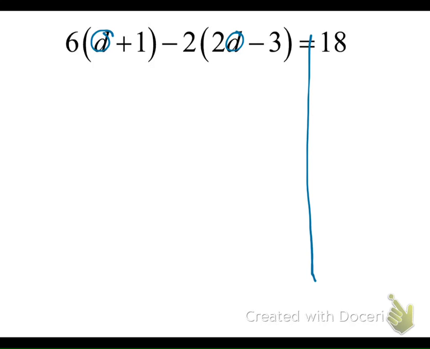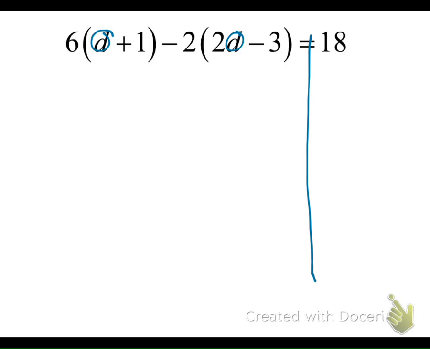After I circle my variables and draw my line of equality, the first step says I need to simplify each side of the equation. How do I simplify each side? I first need to determine if I can distribute. Can I distribute here? Yes, two times.